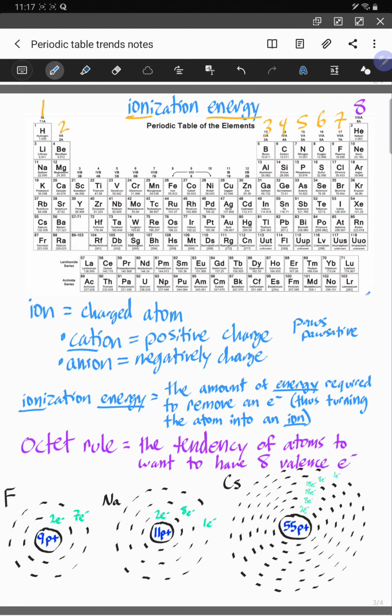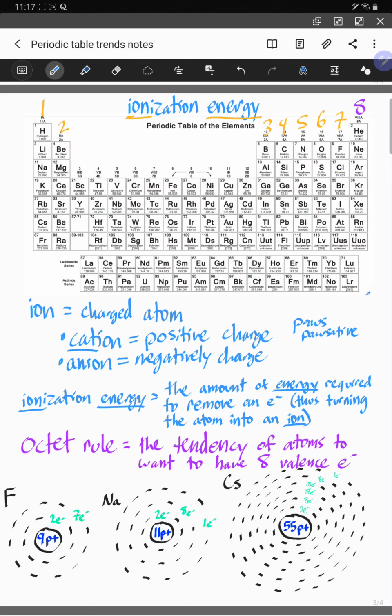So what that means is if we have an atom, its willingness to give up an electron is going to be related to its ionization energy. Specifically, the higher the energy, the harder it is to remove an electron.